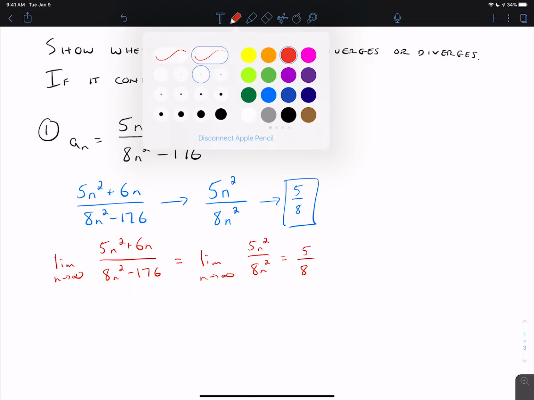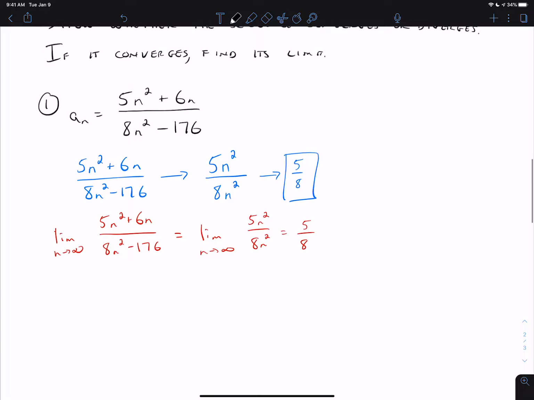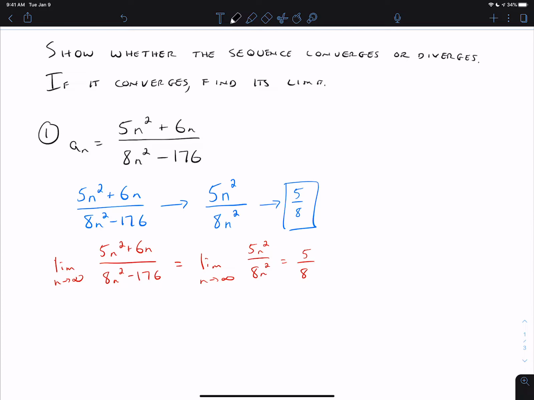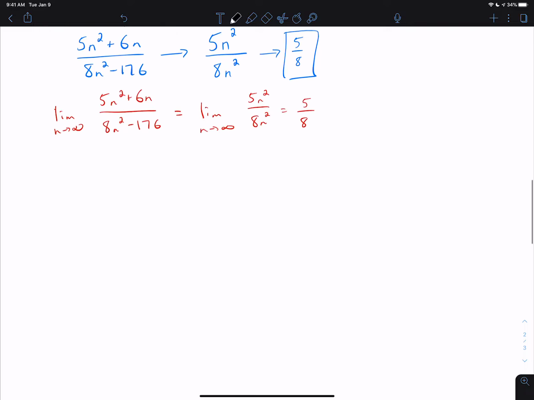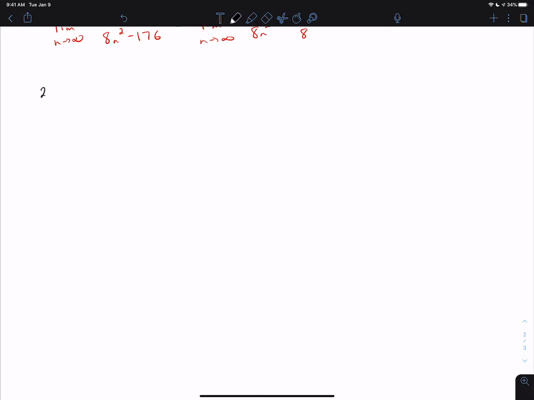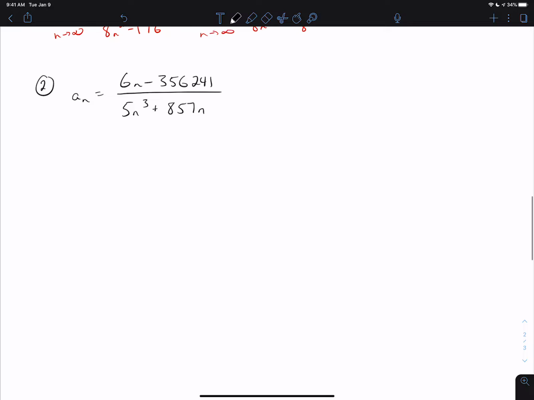Okay, so let's look at a second problem. Again, the directions are going to remain the same. The directions for the rest of the problems in this video will be: show whether the sequence converges or diverges. If it converges, find its limit. So problem 2 is a sub n equals 6n minus 356,241 over 5n to the third plus 857n. I'd like you to pause the video and do this problem like we did the last problem, and then check it with me in a few minutes.